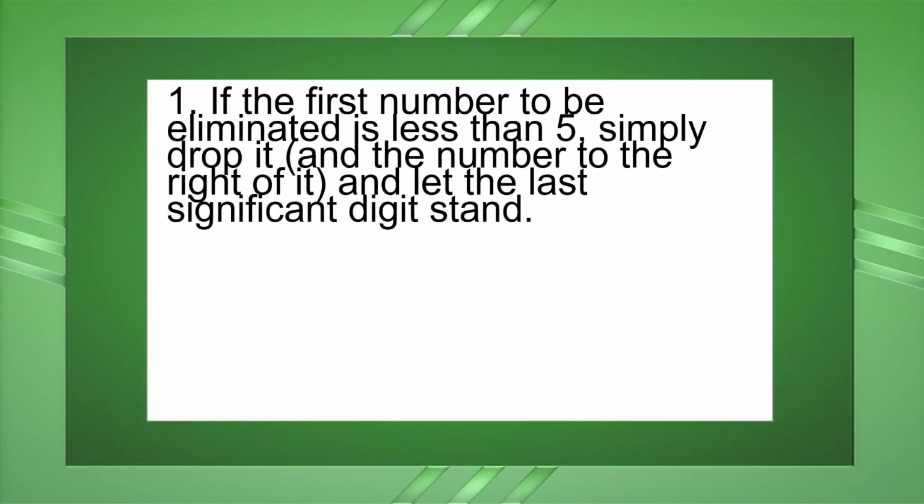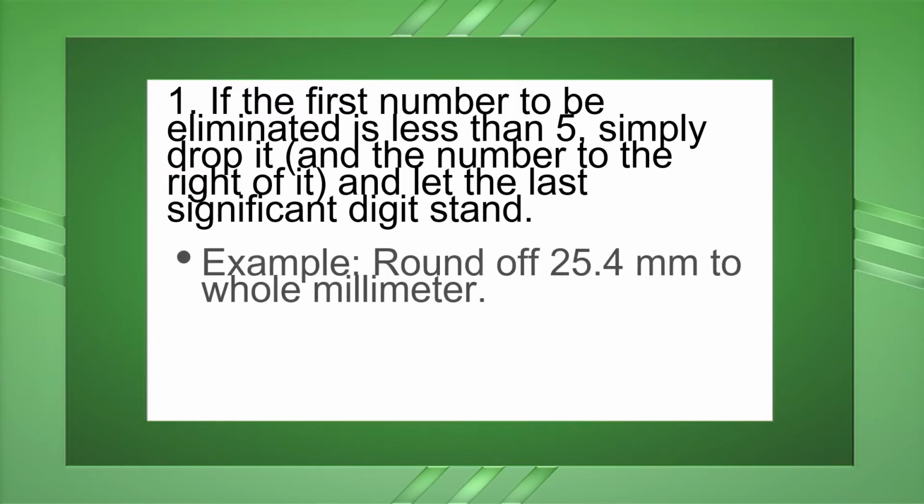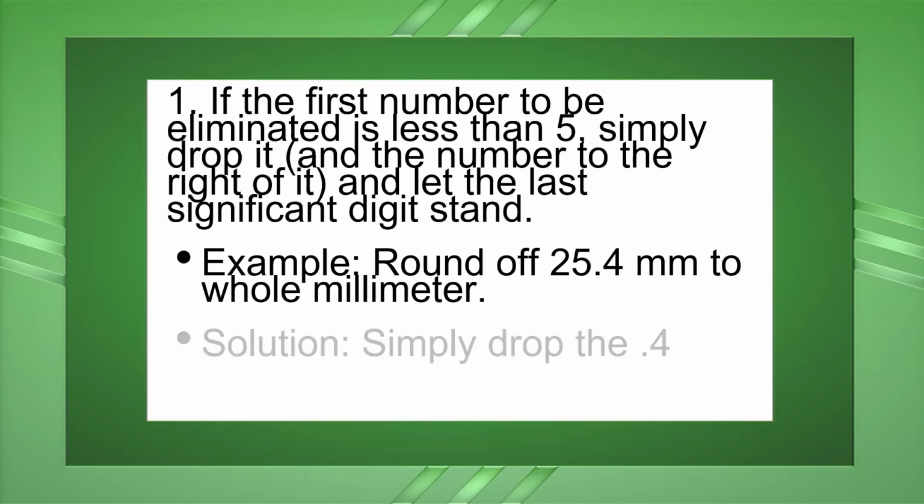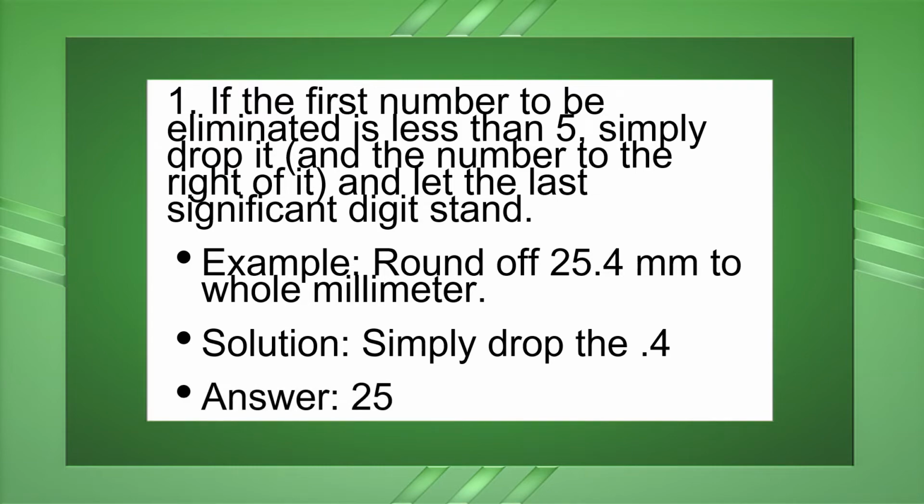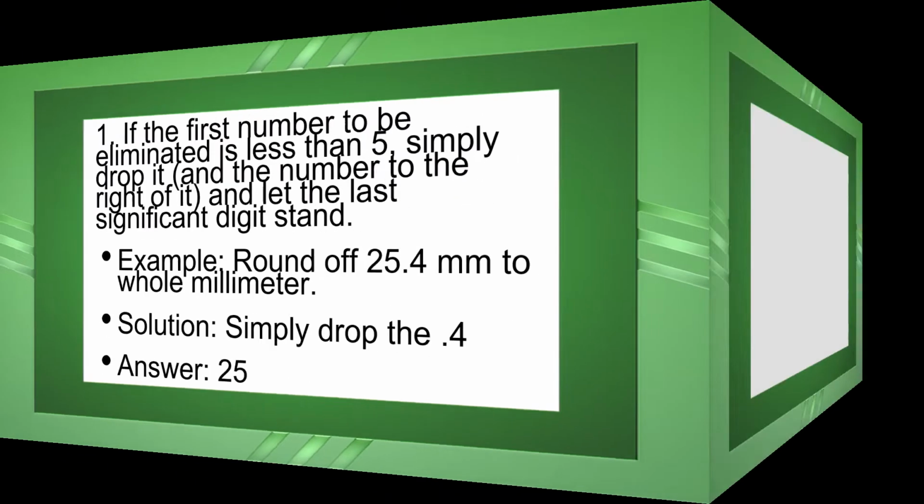The first number to be eliminated is less than 5. Simply drop it, and the numbers to the right of it, and let the last significant digit stand. Example, round off 25.4 mm to 2 digits. Solution, simply drop the 0.4. The answer, 25.